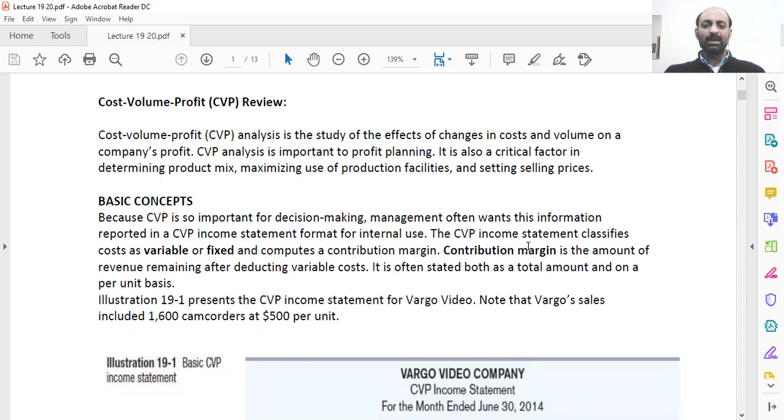The CVP income statement classifies costs as variable or fixed and computes a contribution margin. Contribution margin is the amount of revenue remaining after deducting variable costs. It is often stated both as a total amount and on a per unit basis.